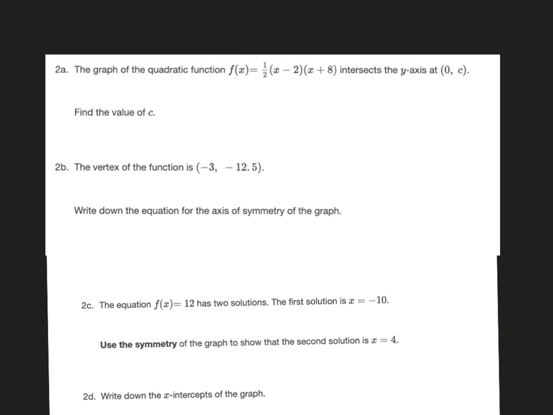Okay, question 2. It's a long one. There's a lot of this, so I'm just going to take it piece by piece. The graph of this function intersects at (0, c). Find the value of c.